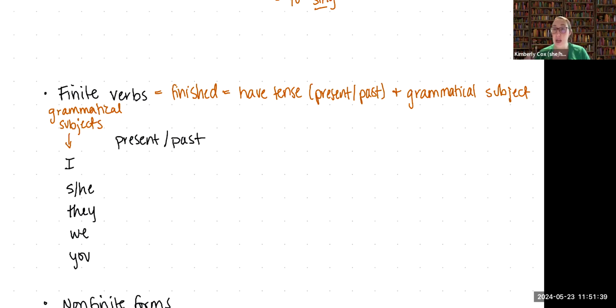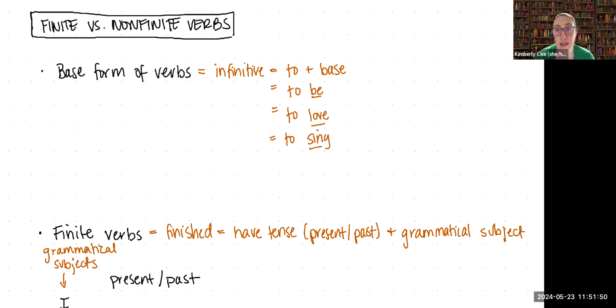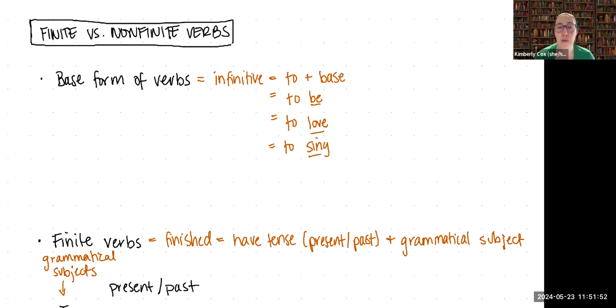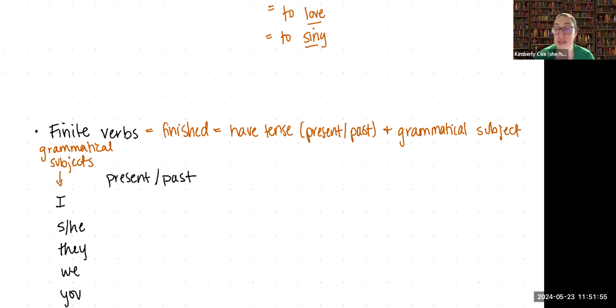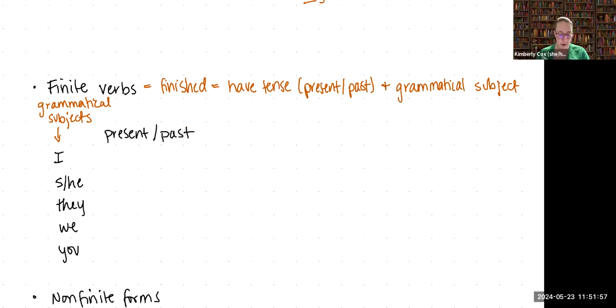So in order to create a finite verb, we match present or past tense to the subject. Since we started above with the base form to be, we're going to start with that, and then we'll move on to love and sing so you can see how this works with several different types of verbs. The present tense of the verb be is am. So you would say I am, or I was in the past tense, right? I am hungry. I was hungry.